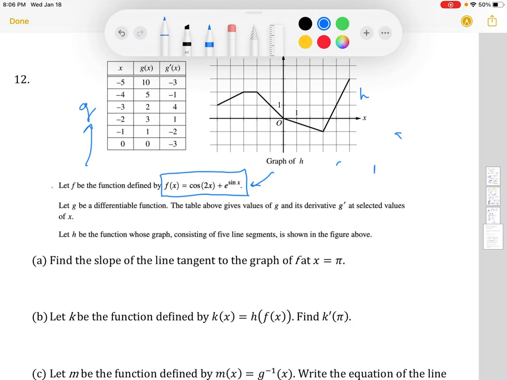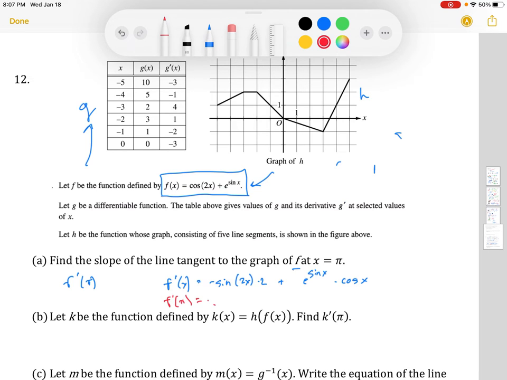So letter A says find the slope of the tangent line to the graph of f at x equals pi. So that's asking us to do f prime of pi. So I want to first find out what f prime of x is, and we can derive that. It should be the derivative of cosine is negative sine 2x, and then chain rule the 2. And then we go plus e to the sine of x, and we chain rule the power, which is cosine of x.